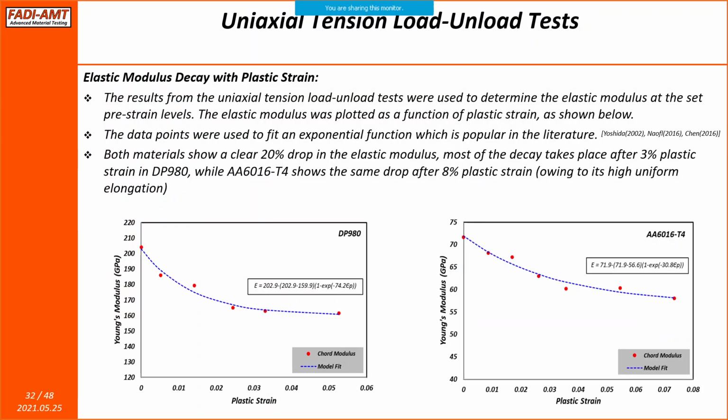So the elastic modulus results that came from these tests are shown here in the curves, and they were used to fit a very popular equation in the literature, which is an exponential fit. We can clearly see that there is almost a 20% drop in the elastic modulus that takes place after a plastic strain of only 3% in DP980, while it happens over a strain range of 8% in aluminum alloy, and this is of course owing to its high uniform elongation.